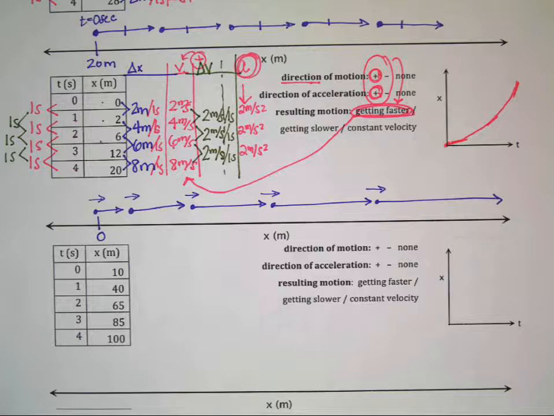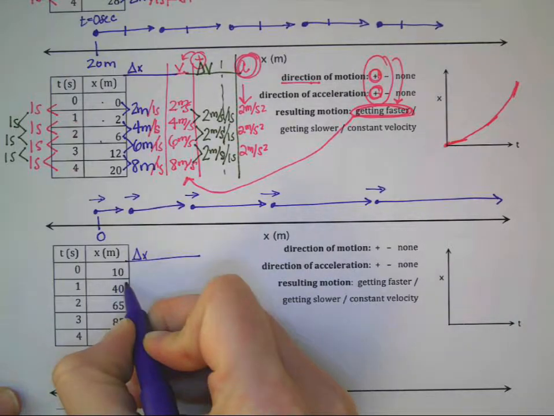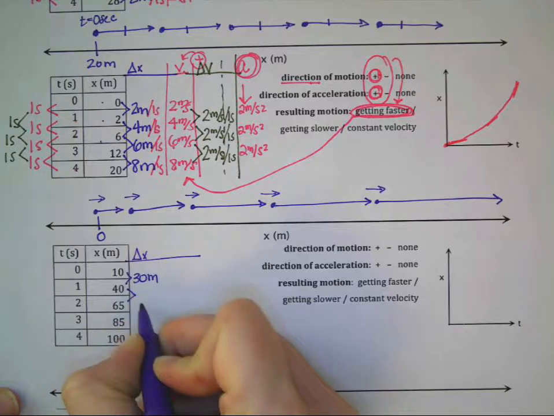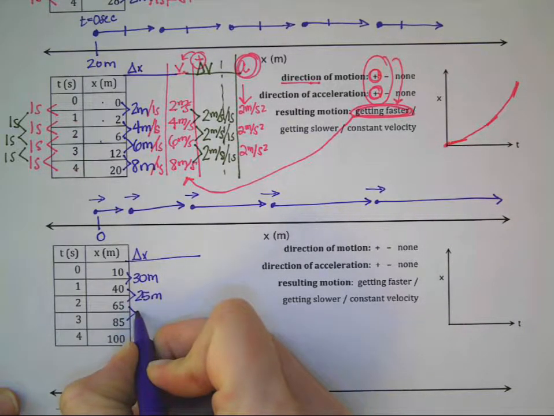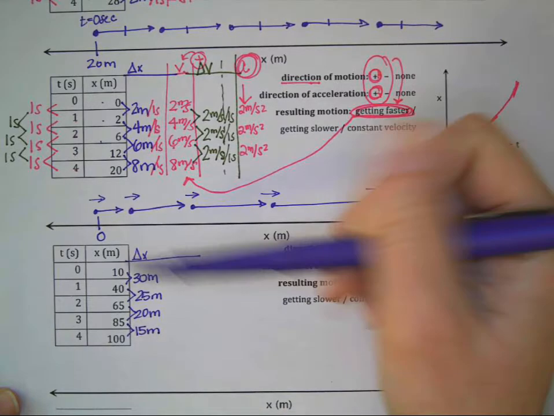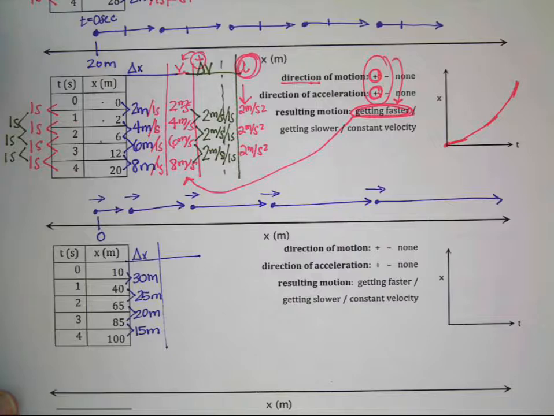Looking at the last problem, on the front side, we can see that the change in position, 40 meters minus 10 meters is 30 meters. 65 minus 40 is 25 meters. 85 minus 65 is 20 meters. And 100 minus 85 is 15 meters. So now our change in position is decreasing as time goes on.